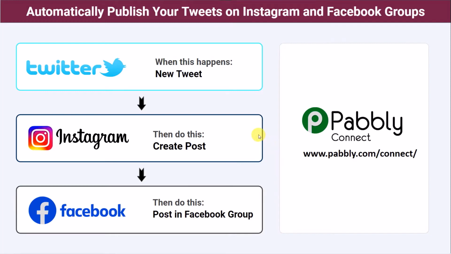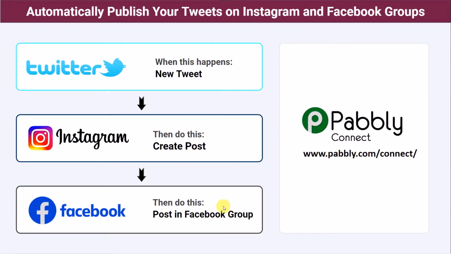And the second option is we can create an automation so that whenever a new tweet is created into the Twitter account, automatically a new post will be created into Instagram, as well as a new post will be created into the Facebook groups. But here there is one problem, that there is no direct connection between Twitter, Instagram and Facebook. So how will this happen?